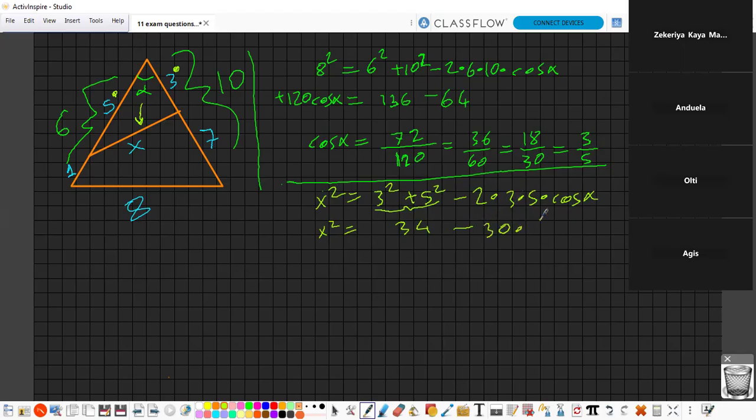30 times cosine alpha is 3 over 5, which equals 30 over 5. 6, 3 times 6, 18. 34 minus 18, which makes x square root of that number, which makes 16. Is it 4? Perhaps 4, if I'm not mistaken.